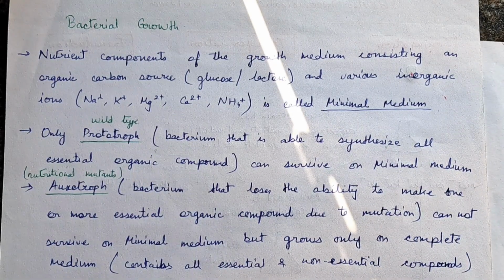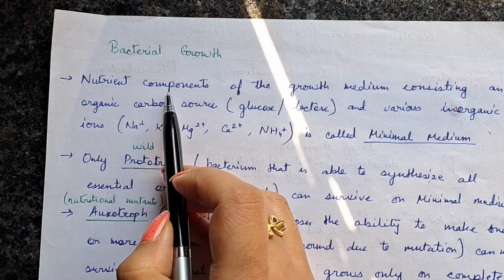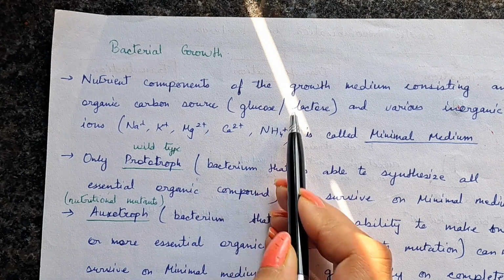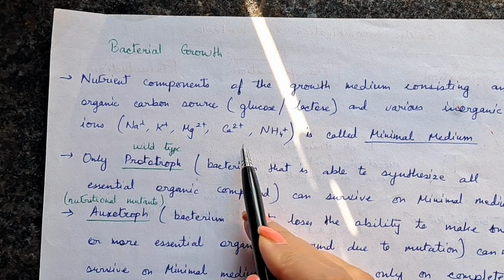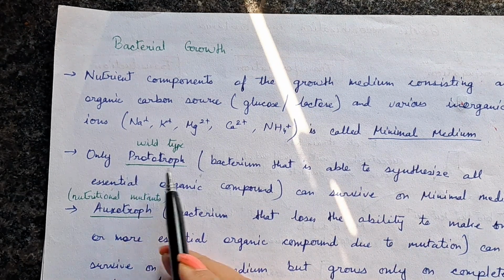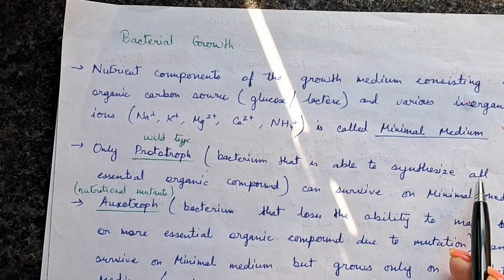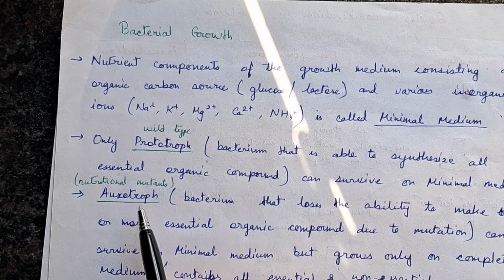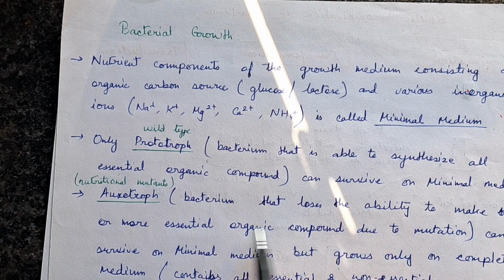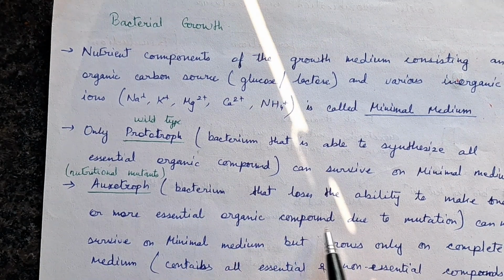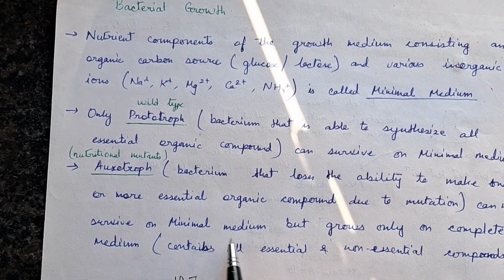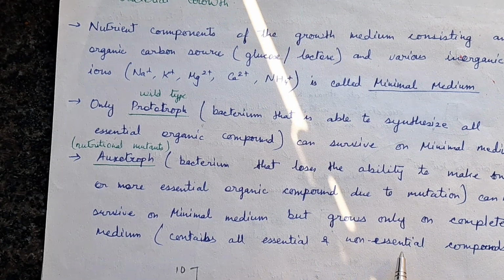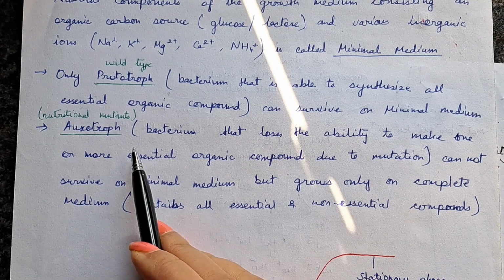So let's look at the definition once. The nutrient components of the growth media consist of an organic carbon source, that is glucose or lactose, the main food source, and various inorganic ions. All this is called minimal media. Now, only prototrophs, that is the wild type bacterium that is able to synthesize all essential organic compounds, can survive on minimal media. Nutritional mutants or auxotrophs are bacteria that lose the ability to make one or more essential organic compounds due to mutation. They cannot survive on minimal media, but grow only on complete media, which contains all essential and non-essential compounds. These are called auxotrophs.